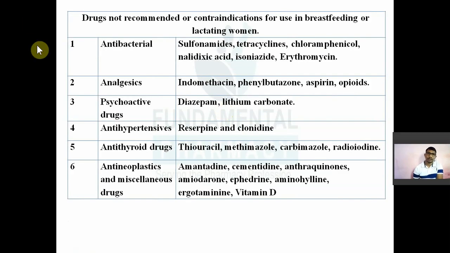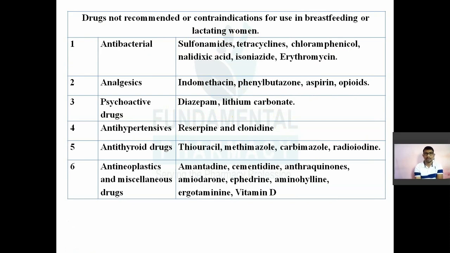Okay, next is drugs not recommended for, or contraindicated in, breastfeeding or lactating women. These are examples of drugs which should not be used in lactating women or breastfeeding mothers, the mother who is feeding her own milk to her child.